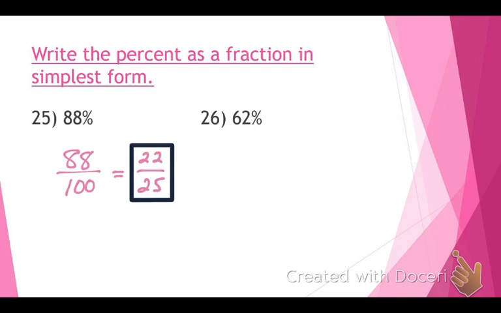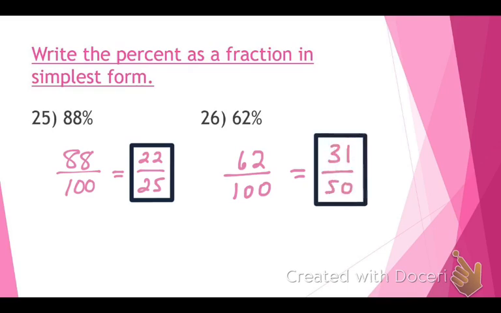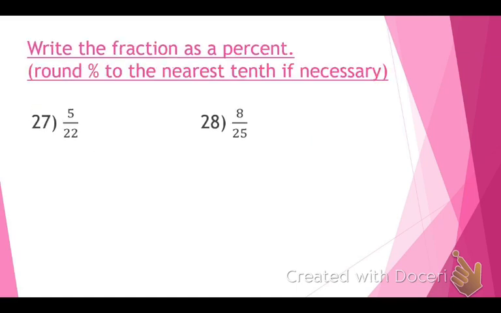62%. Let's turn that into a fraction. Okay, 62% is the same thing as 62 over 100. And what do you get? 31 over 50 is simplified. Raise your hand if you got both of those correct. If you did not, make sure you are erasing it and fixing it on your worksheet so that when you turn it in with your final next week, you can get the correct answer.